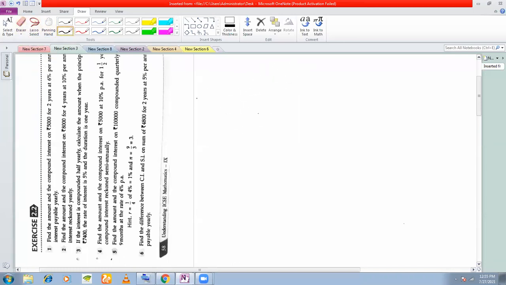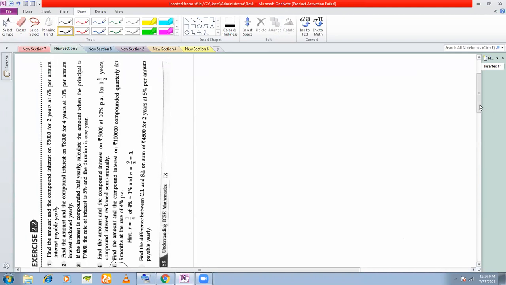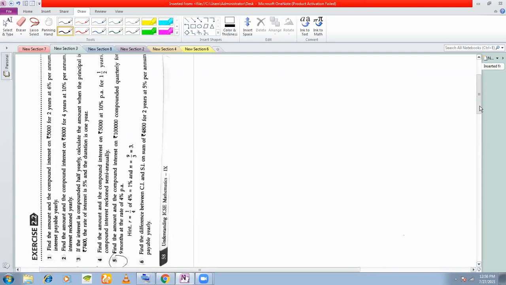Let's proceed with the next problem then. The next problem here is question number 5. The question is, find the amount and compound interest on 1 lakh rupees compounded quarterly for 9 months at the rate of 4% per annum. So let's write down what is given here. This is number 5.